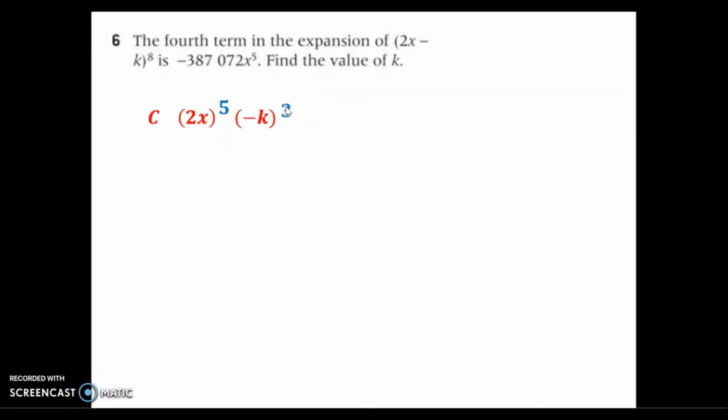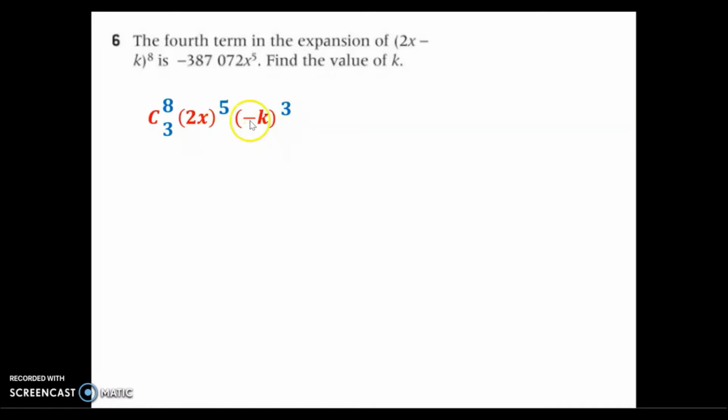Okay, so we were told this is the fourth term. And in the fourth term, we always know the exponent on the b thing, on the second thing in our binomial, the k in this case, always has to be 1 less than the term number. So fourth term means this is 3. Then we need a 5 here to make 8. And then we have 8 choose 3.